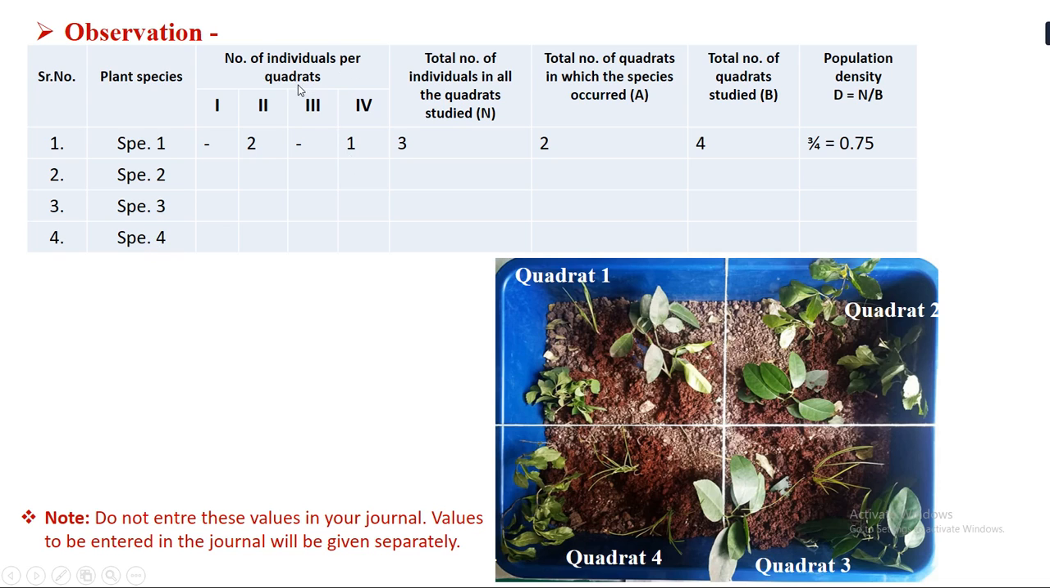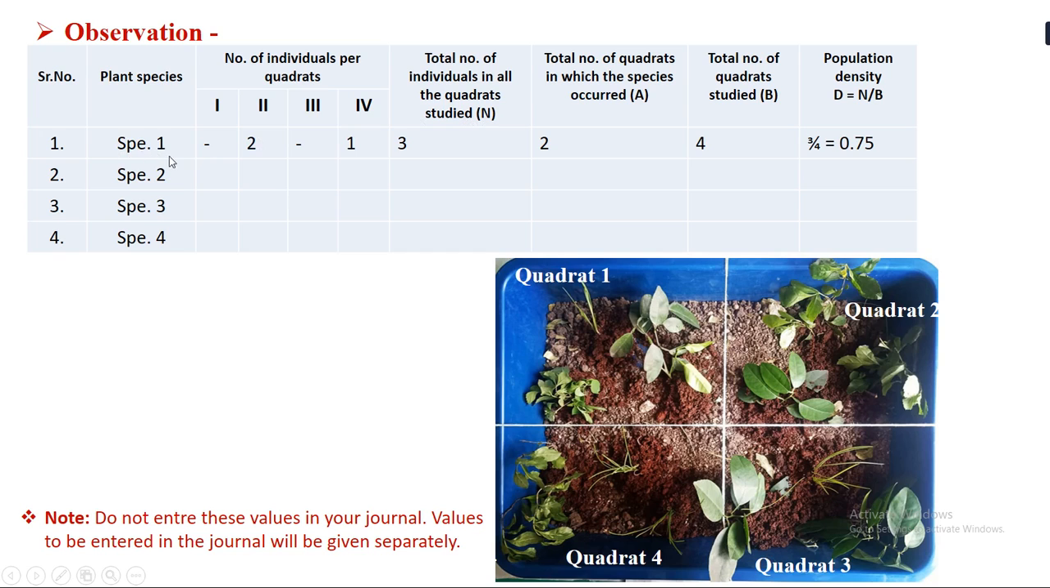Then the number of individuals per quadrant. There are 1, 2, 3 and 4 quadrants, as you can see here as well, and you have to record each species in each quadrant. Then the total number of individuals in all the quadrants. That becomes your N.